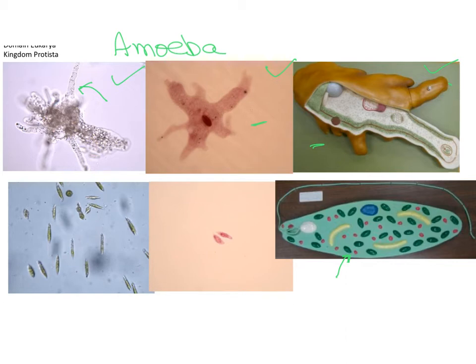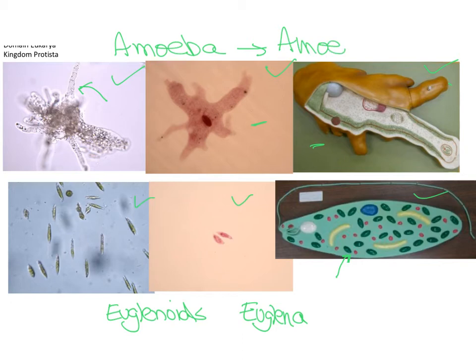The second organism that we have right here, these three are also the same organism. These are called euglenoids. Specifically, this is a euglena. I'm doing things backwards. The organism is called the amoeba. It is in the group amoeboids. Euglena is in the group euglenoids.